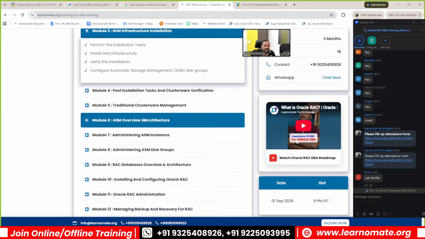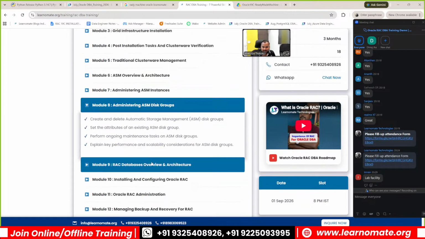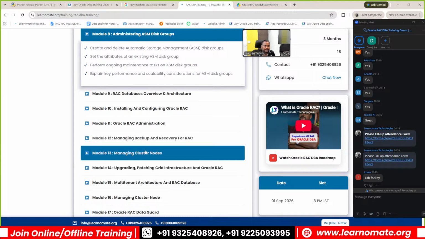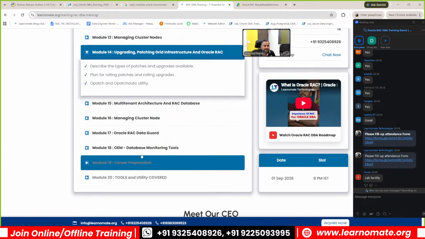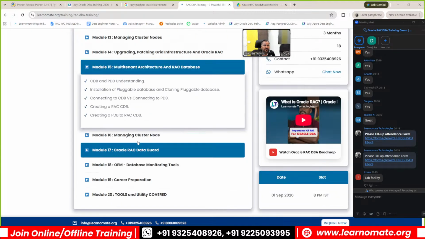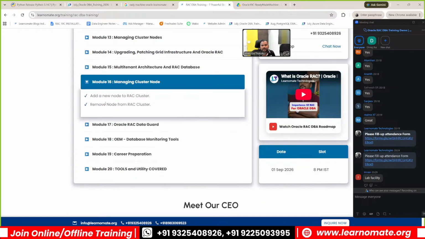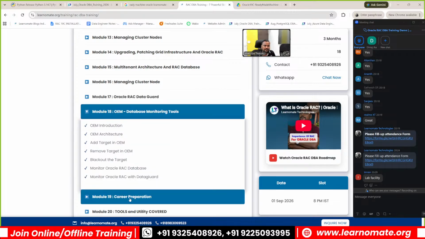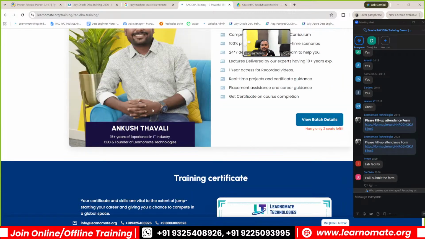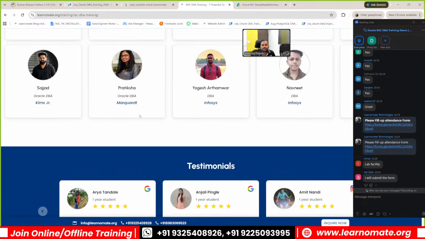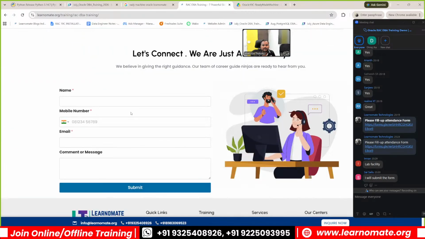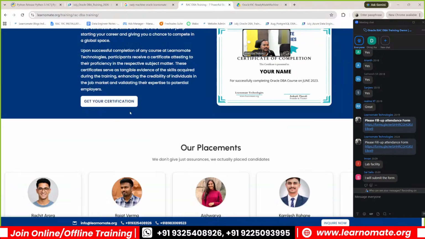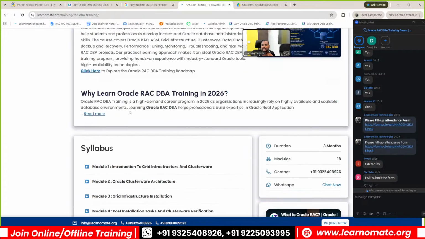Then we have ASM related stuff. Then we have Data Guard, patching activity, multi-tenant architecture, how to add a new node, remove the existing node, RAC, Data Guard, OEM, and then the rest of the things. So you can just go back and check everything from here. These are our placements and all, so you can check all these things with this.